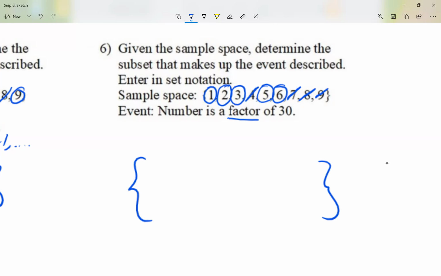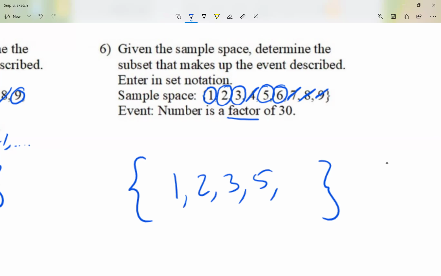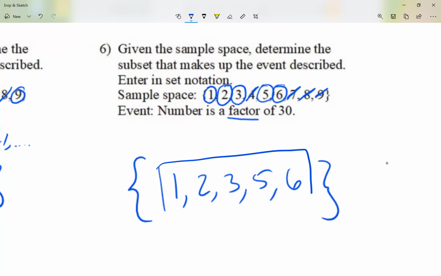So from my sample space, from my numbers that I could choose from, the only numbers from that list that are factors of 30 are 1, 2, 3, 5, and 6. So I'm just going to write 1, comma, 2, comma, 3, comma, 5, and 6. Notice I'm separating with commas.